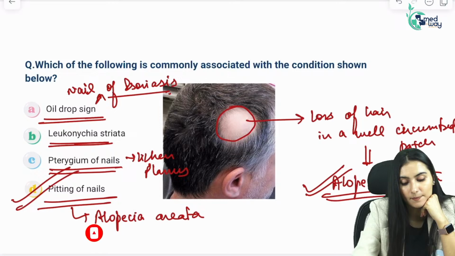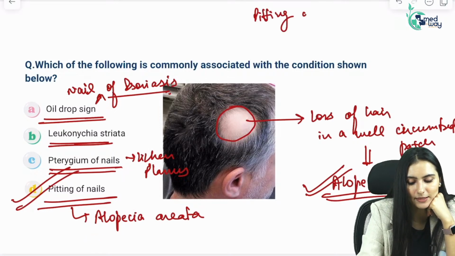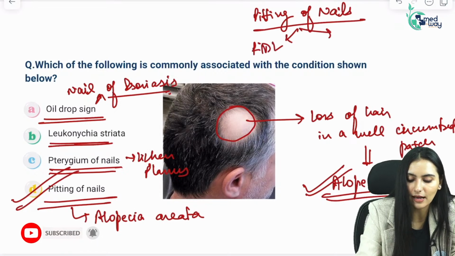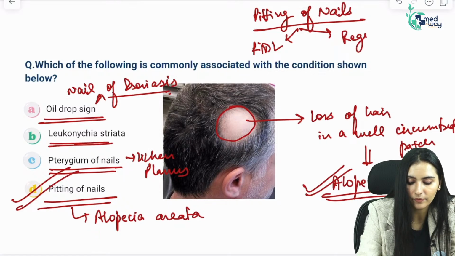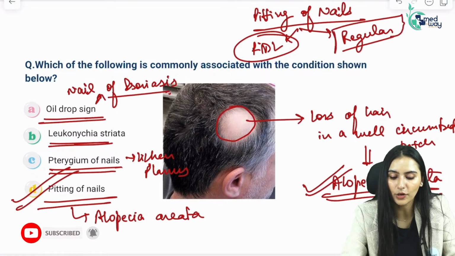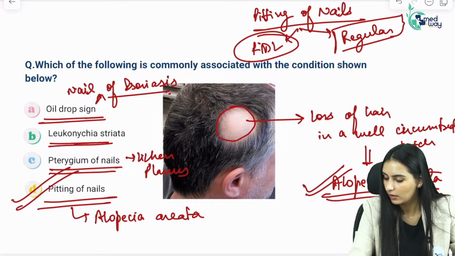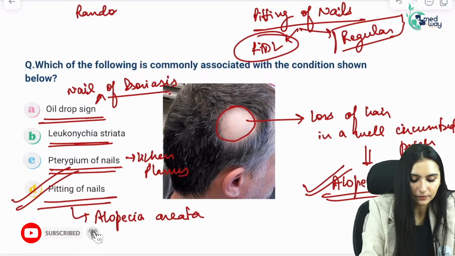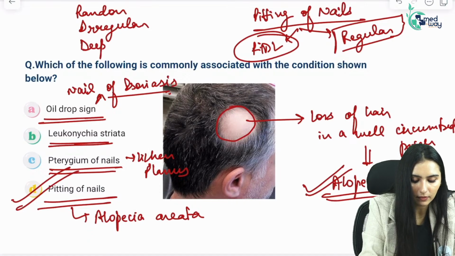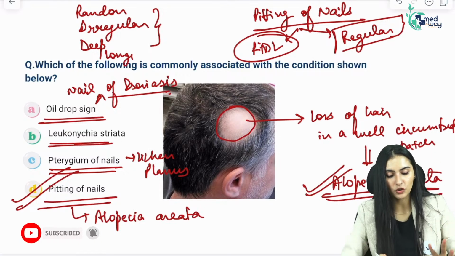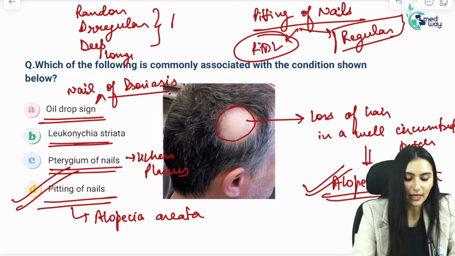Okay. Remember, pitting of nails can be of two types. There can be a RIDL pattern or there can be regular pitting. Okay. RIDL pattern is very, very important. Please remember, a lot of questions can be asked if you just know these. So, RIDL pattern is random, irregular, deep, and longitudinal pits. If this is the situation, then it is going to be psoriasis.